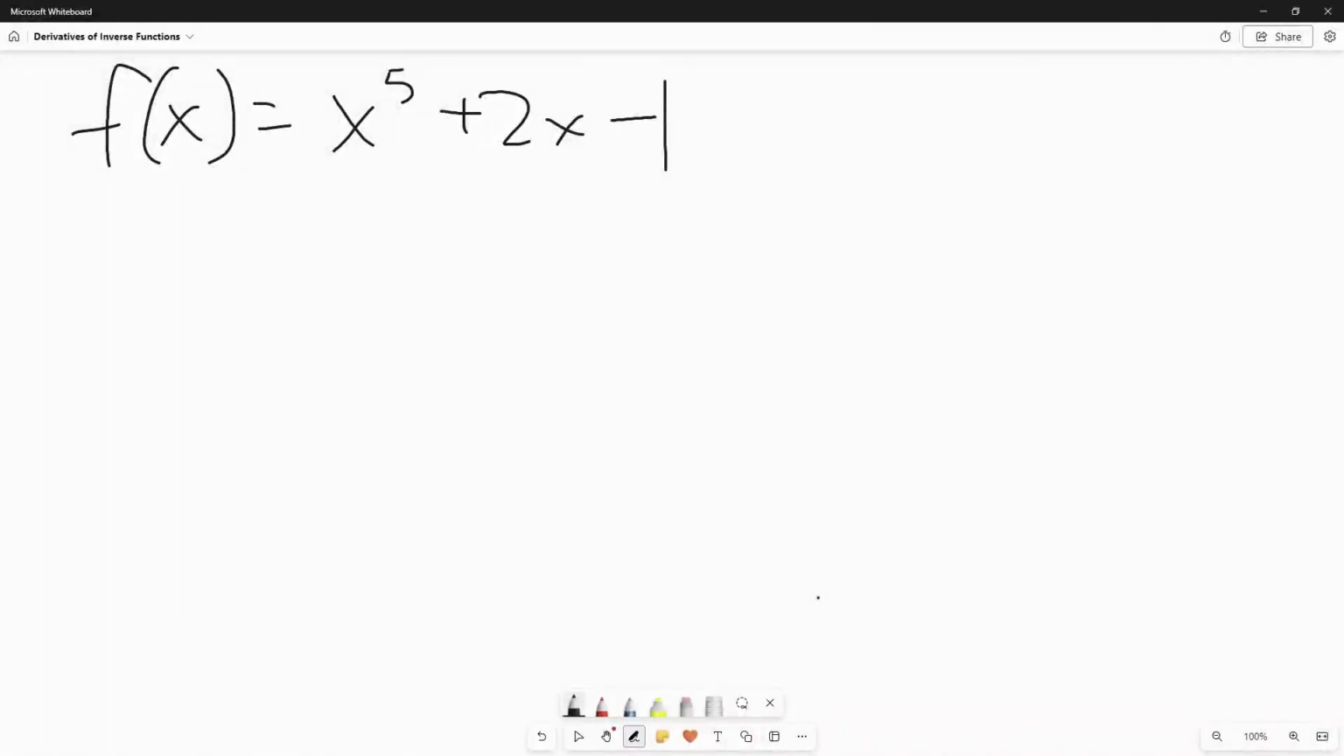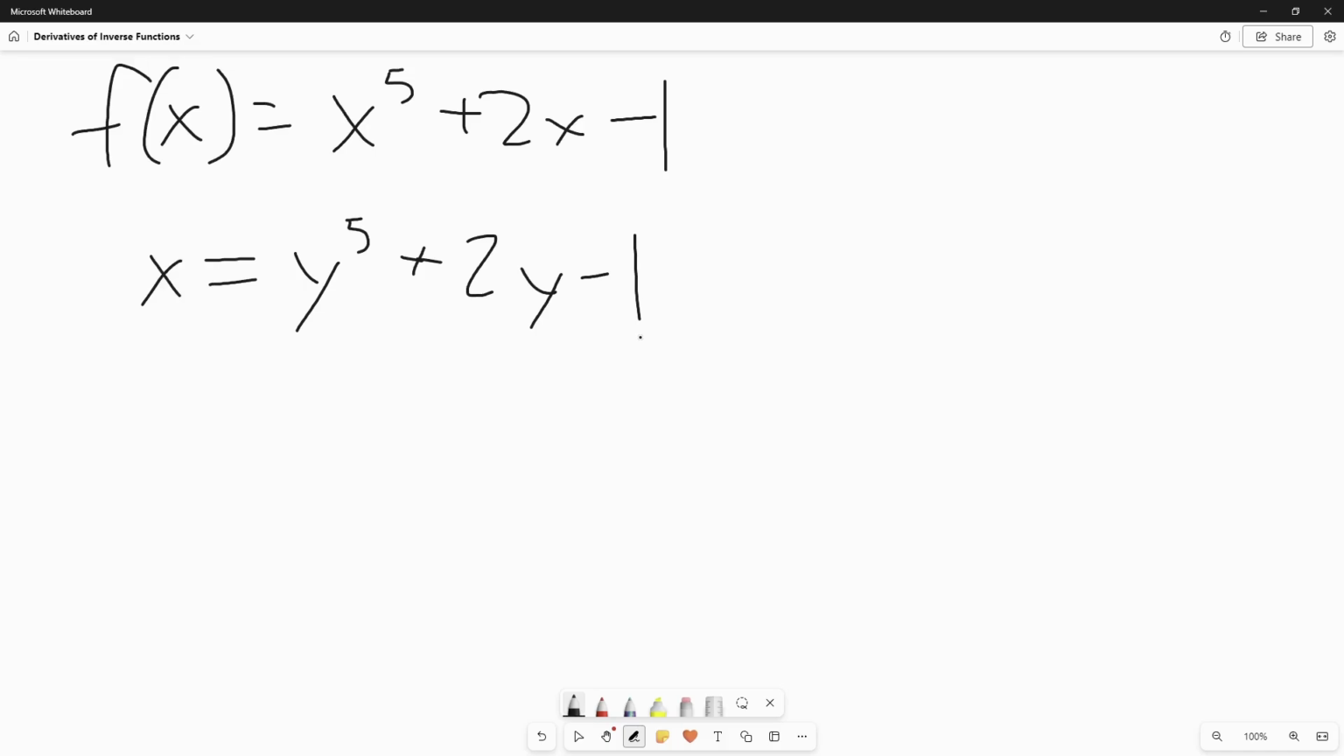Now, let's do an example. If we have this function f of x equals x to the 5 plus 2x minus 1, and we want to find the derivative of the inverse of this function, we can do it in two ways. So let's first try the first method, where we just rewrite it as y equals this, and then replace the y and x values with each other. So we get x equals y to the power of 5 plus 2y minus 1.